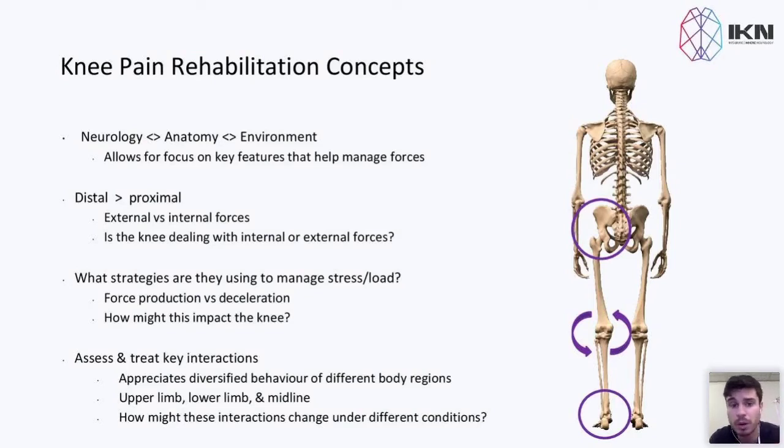We also need to consider what kind of strategies the individual is using to manage stress and manage that load. So when force comes from the environment, when our foot hits the ground, which is essentially a collision, when we walk, our foot's colliding with the ground. Ground reaction forces are being distributed through the lower limb, okay? And our body has certain ways that we can actually manage that load or respond to that load. And from a neurological standpoint, there's two main ways that our body will manage load or respond to load.